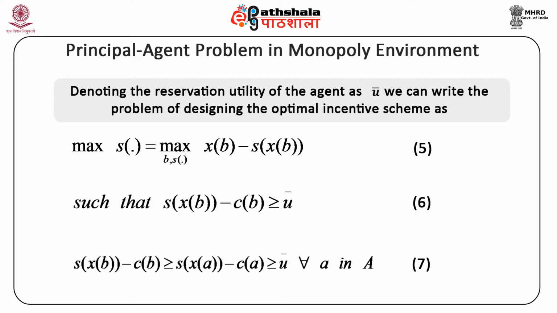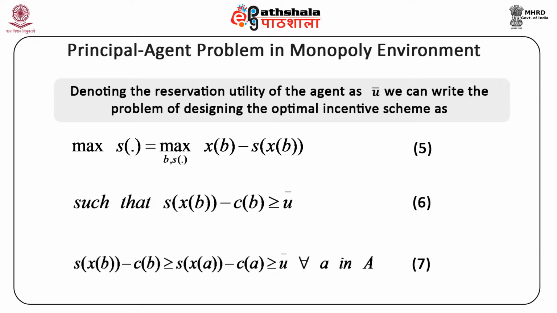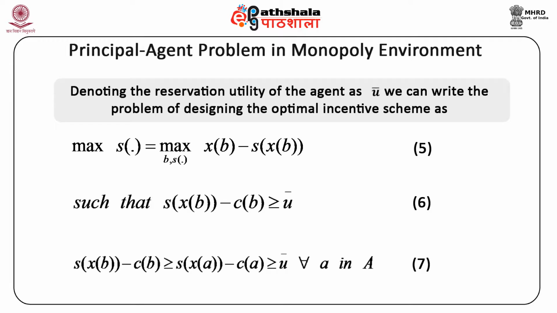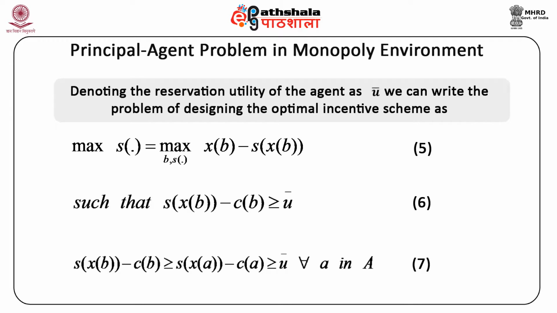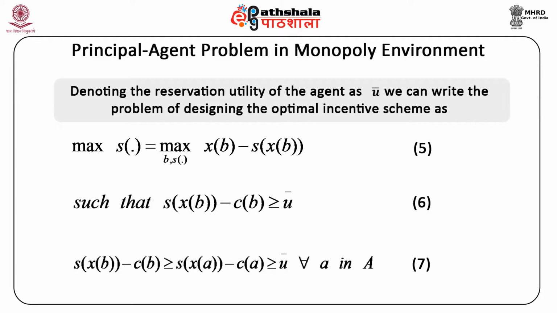In passing, note that the principal, in his design of the incentive payment function, indirectly chooses B as the agent's action. The constraint that the principal faces is how to proceed in order to make sure that the agent will undertake the same action that the principal expects him to take. This maximization problem has a trivial solution.